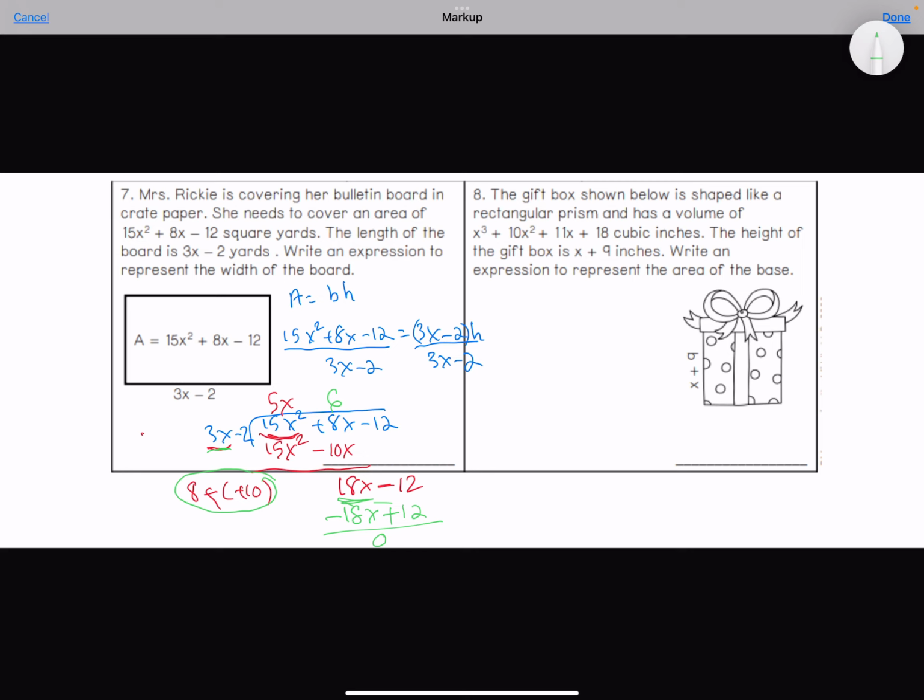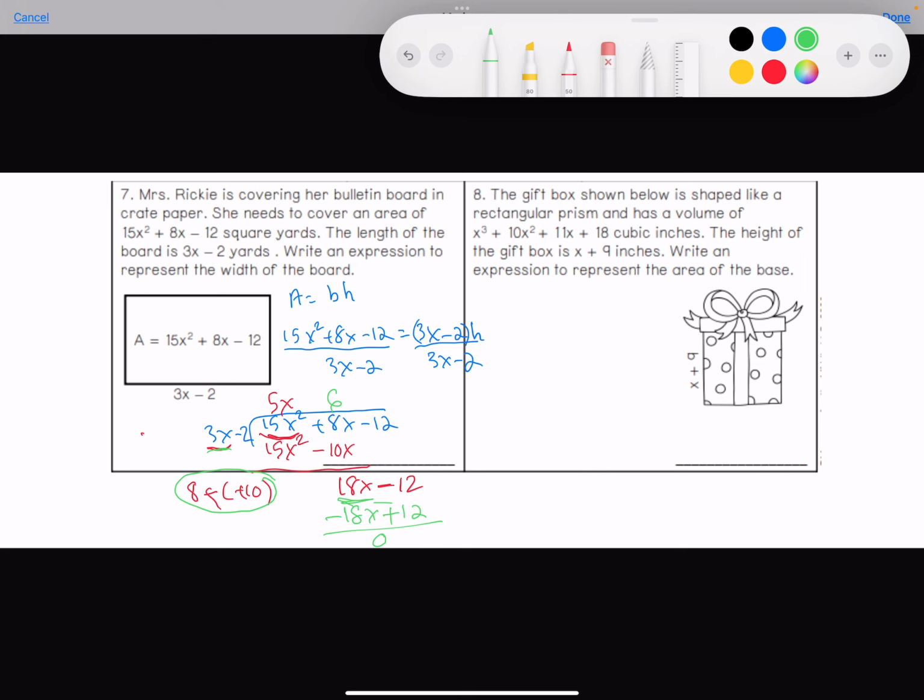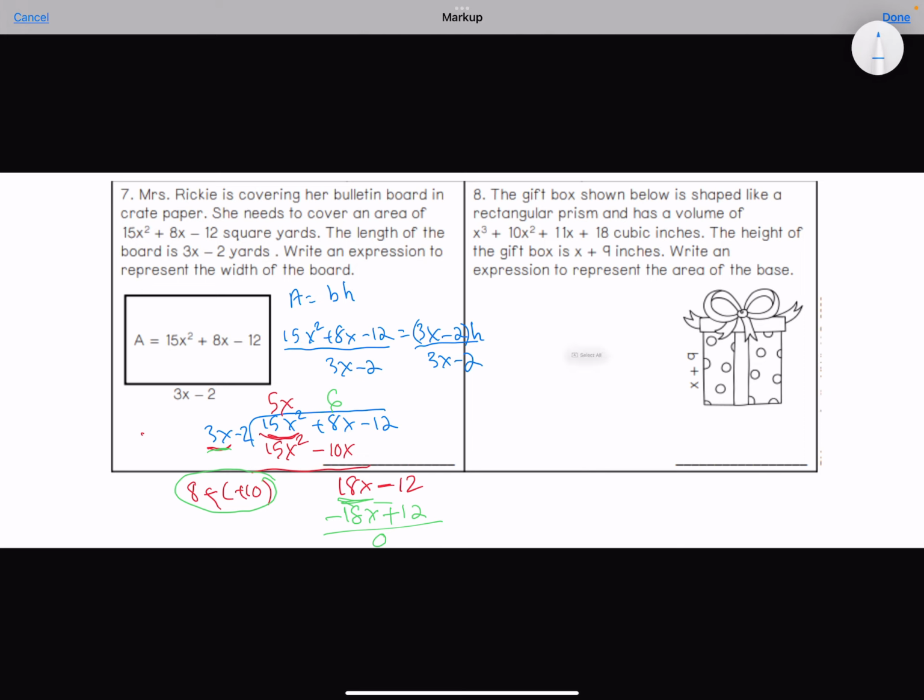So for the next one, we're finding the volume. And if you remember, volume is area of the base times the height. In this case, they gave us that the volume was this polynomial, and it says that the height was this, and you're finding the area. So just like you did, I believe you did this in 6th grade, we're going to divide the volume by the height.